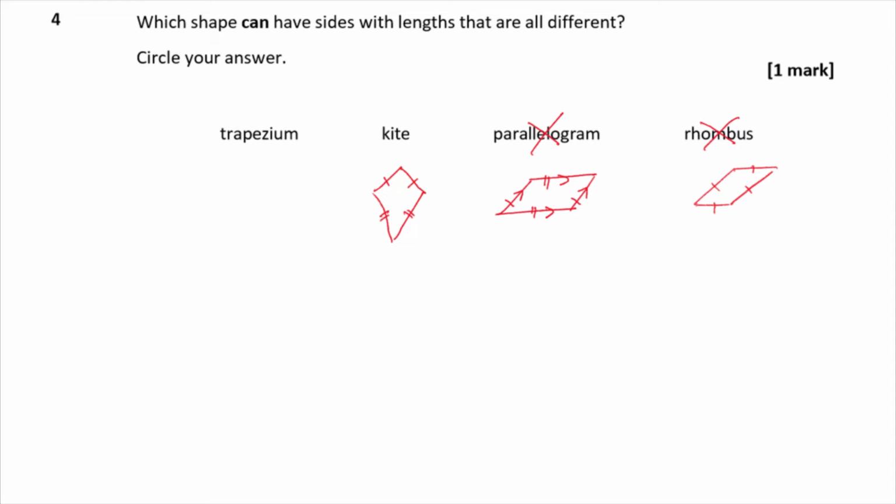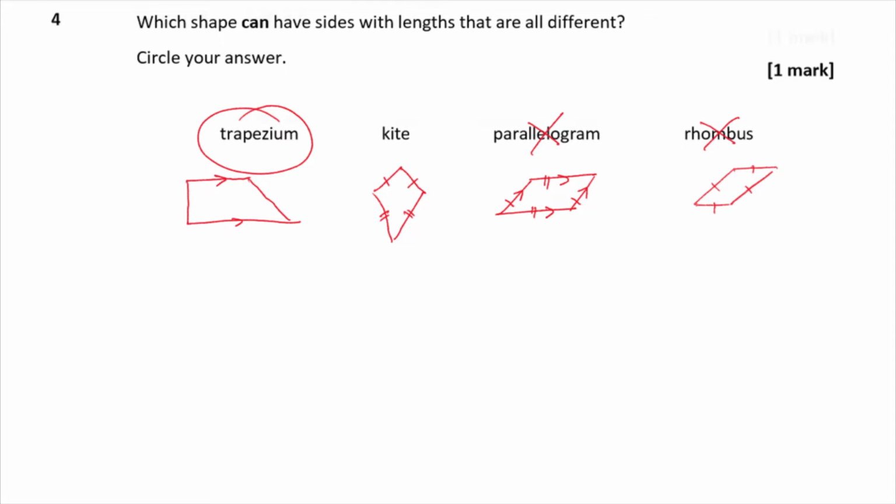Now a trapezium, on the other hand, can be all different. You could have a long one there, an even longer one there, one like that, and one like that, where all the different sides are a different length. Okay, so trapezium is the one we want. A rule for a trapezium is just that it has to have one pair of parallel sides, but they don't have to be the same length, and the other two can be anything you want.